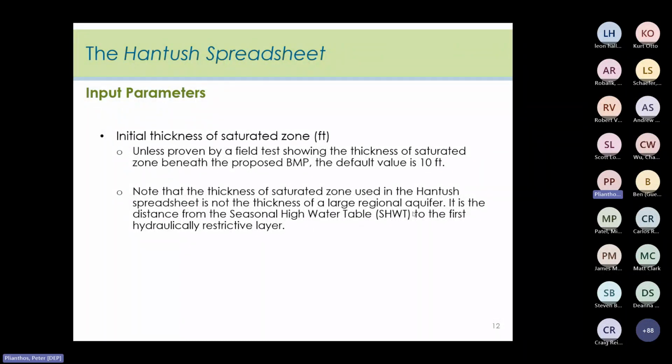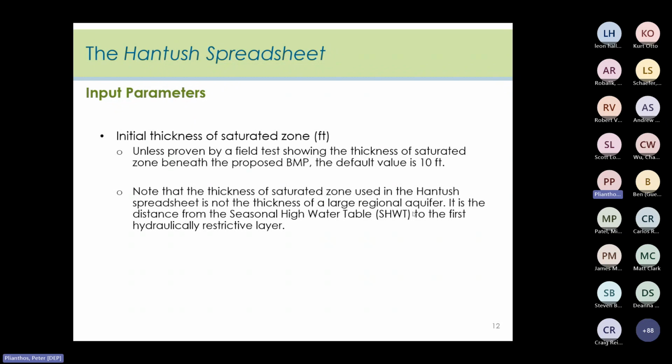For the initial thickness of the saturated zone, unless proven by a field test showing the thickness of saturated zone beneath the proposed BMP, the default value is 10 feet. Note that the thickness of saturated zone used in the hand-touch spreadsheet is not the thickness of a large regional aquifer. It is the distance from the seasonal high water table to the first hydraulically restrictive layer.